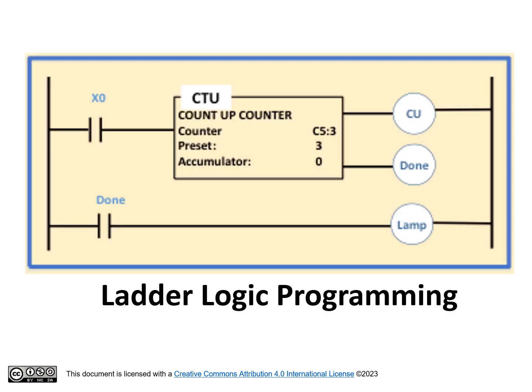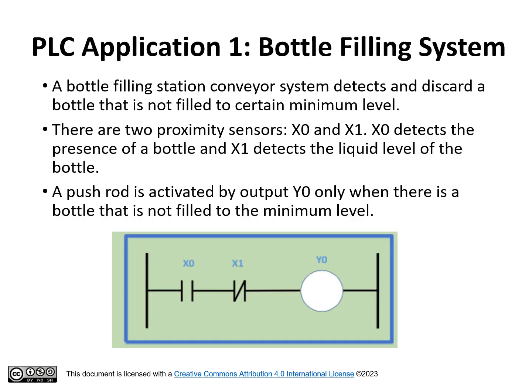Now, let's look closely at programming a PLC with ladder logic. A bottle filling station conveyor system requires a PLC program that will detect and discard a bottle that is not filled to a certain minimum level. There are two proximity sensors, X0 and X1. X0 detects the presence of a bottle and X1 detects the liquid level of the bottle. X0 turns on when a bottle is detected. X1 turns on when the minimum liquid level is met.